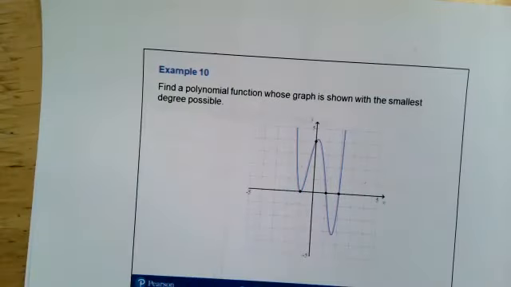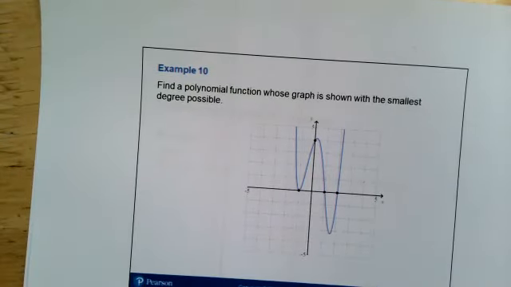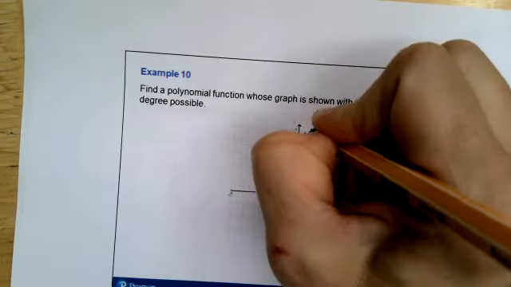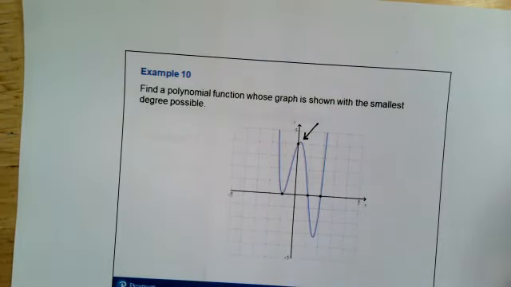Find a polynomial function whose graph is shown with the smallest degree possible. So now you know enough to even create your own equation out of a graph. Are you ready? Okay, let's start with this, right? The y-intercept. What is that point?